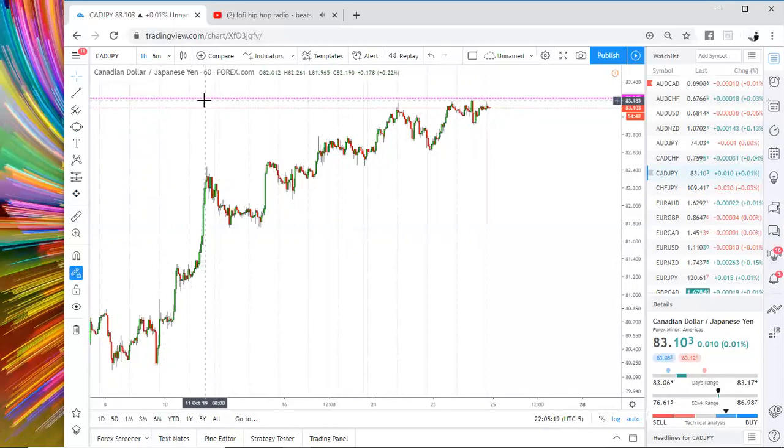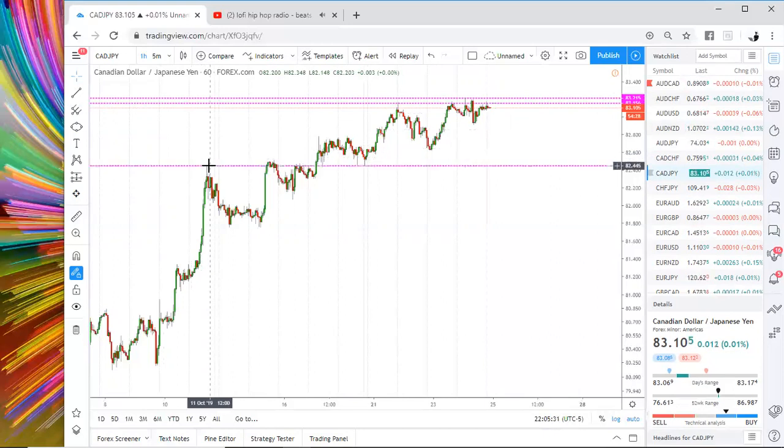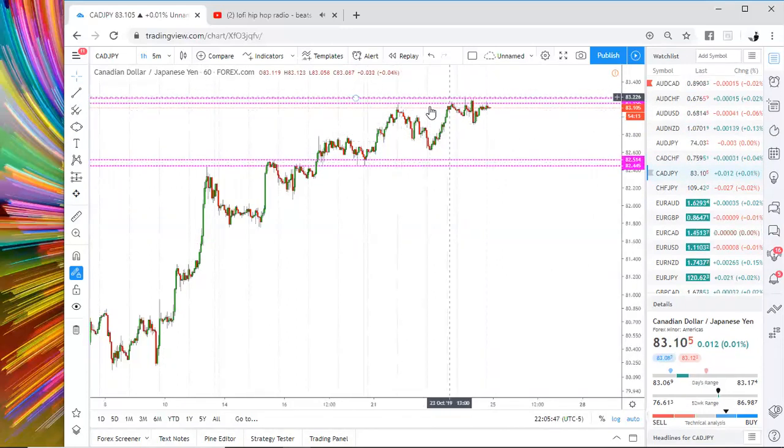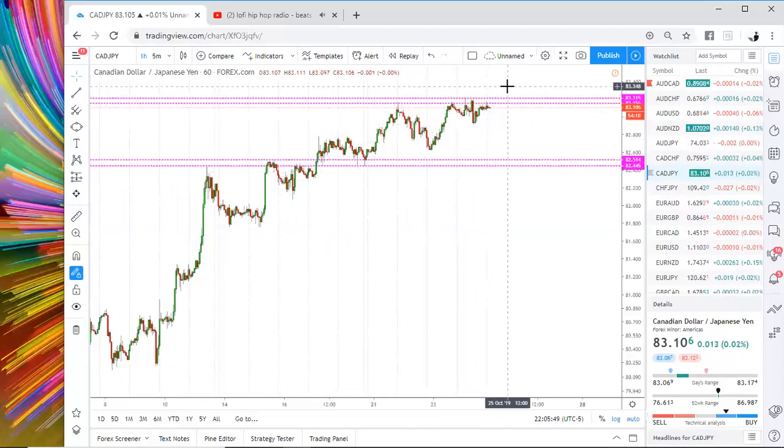Cool. So this one's also really easy. I just go based off structure. So right here, that's all it is. It was a ceiling. Finally broke the ceiling, became a floor. Ceiling, floor. Ceiling, floor. Just waiting for a break of the ceiling to become a floor and continue, or a break of the floor, go into the ceiling and continue.